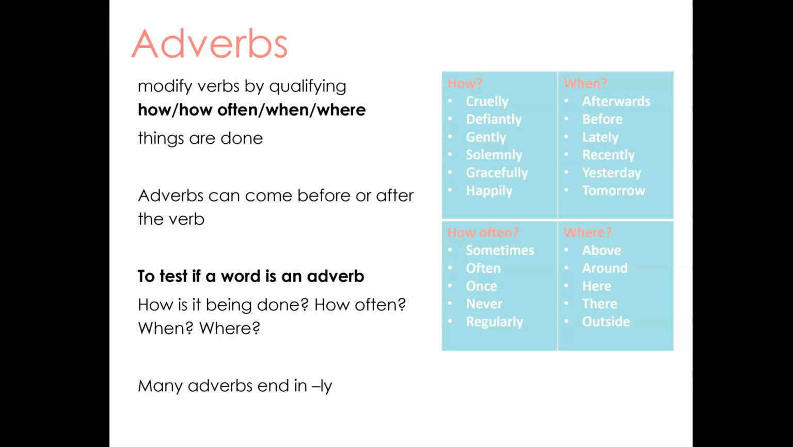They can tell us when something happens. This can be very useful for understanding the order of events in a text. They can tell us how often something happens, whether it's once or never. And they can also tell us where actions take place.